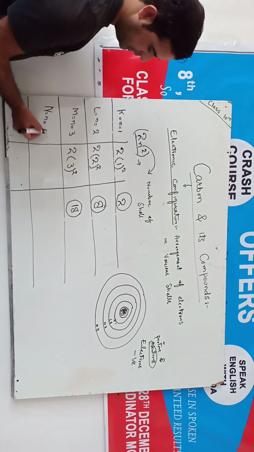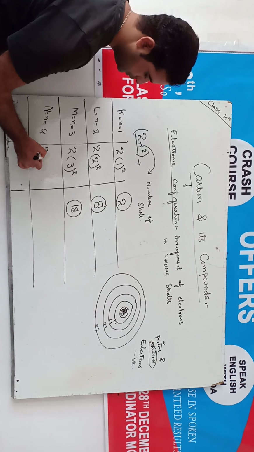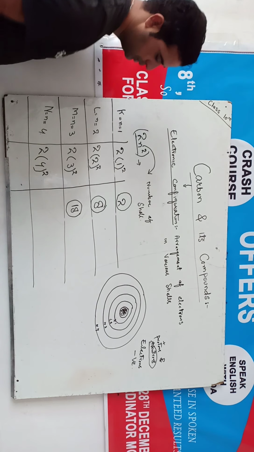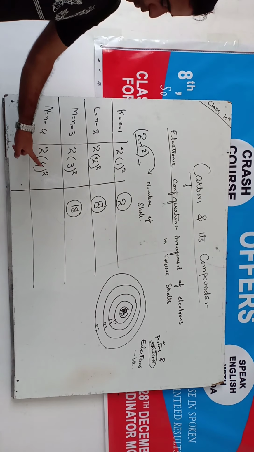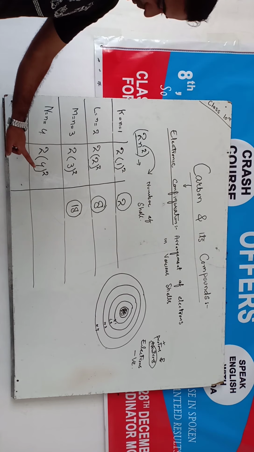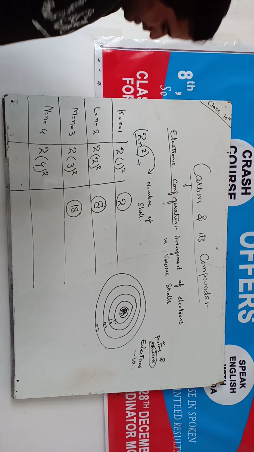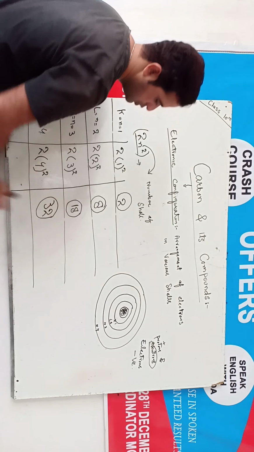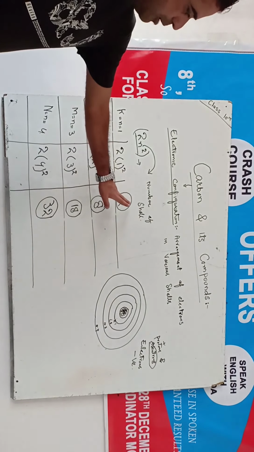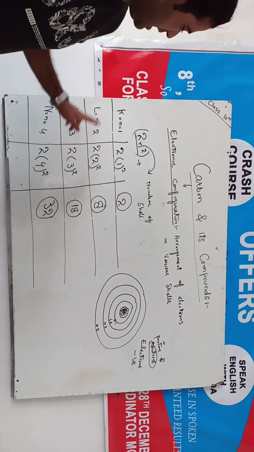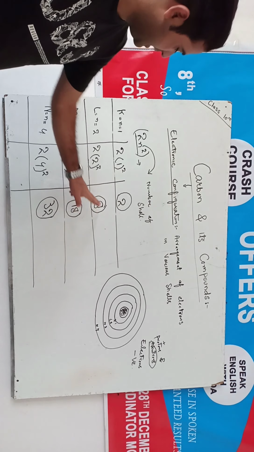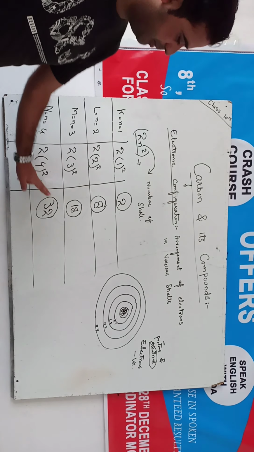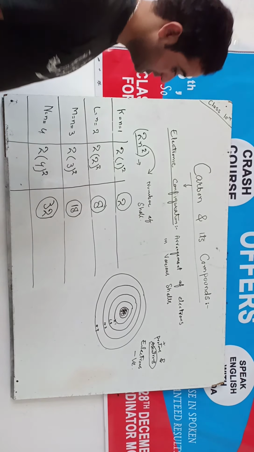And for N, here n is equal to 4. 2 into 4 raised to the power 2. That is 4 into 4, 4 4s are 16, into 2, that is 32. So K shell can accommodate a maximum of 2 electrons. L shell can accommodate a maximum of 8 electrons. M shell can accommodate a maximum of 18 electrons, and N shell can accommodate a maximum of 32 electrons.